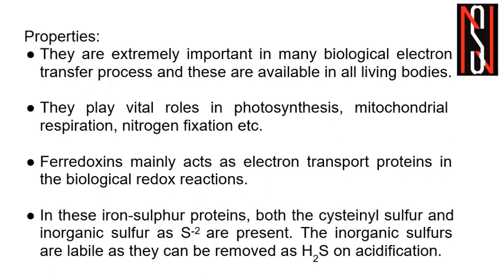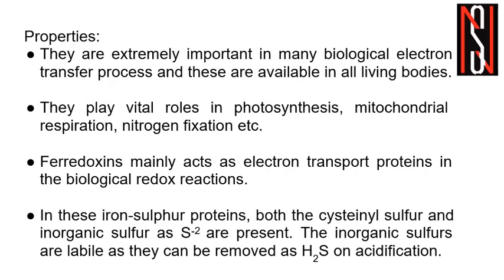In these iron sulfur proteins, or non-heme iron sulfur proteins, both cysteinyl sulfur and inorganic sulfur as sulfides are present. So what are the basic differences between cysteinyl and inorganic sulfurs? Cysteinyl sulfur means organic sulfur, where the protein chain is linked, whereas in the case of inorganic sulfur, these sulfurs are directly bonded with the metal ion.